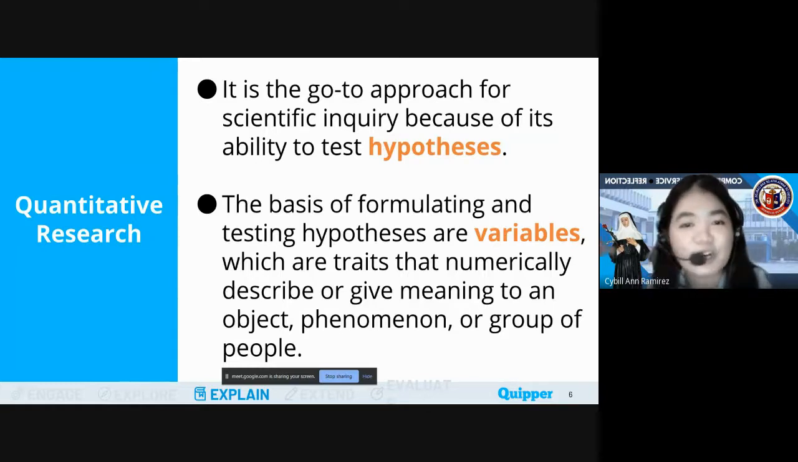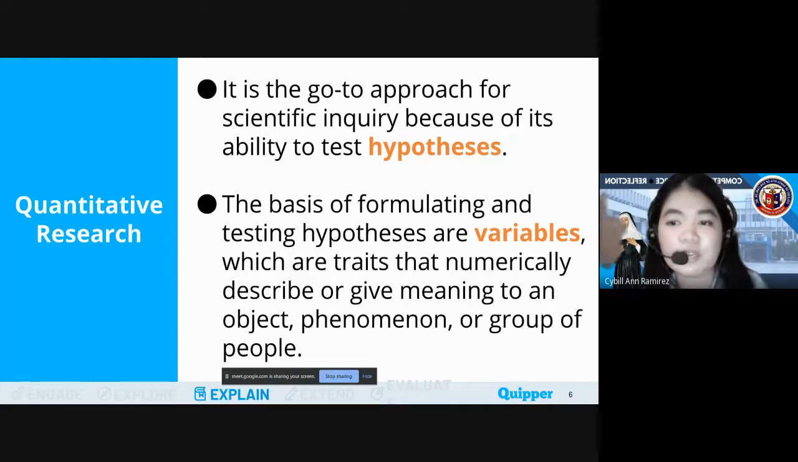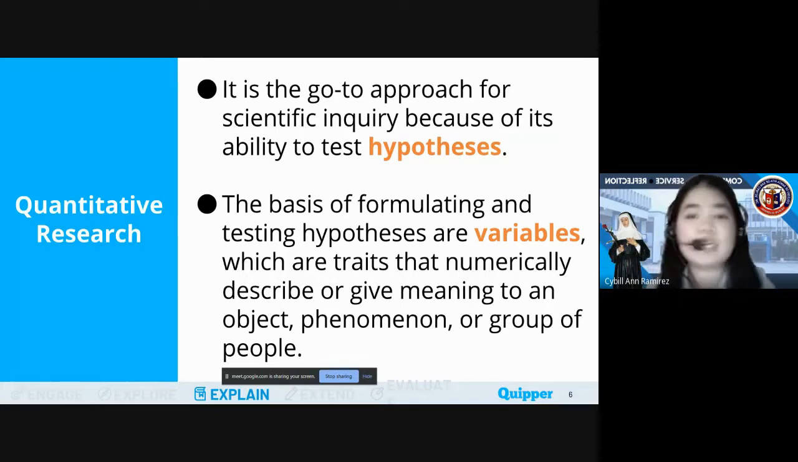Later on, you will learn more about that. It's really important that from the very beginning, when conceptualizing your research title, you identify what your variables are, because quantitative research is really unlike qualitative.